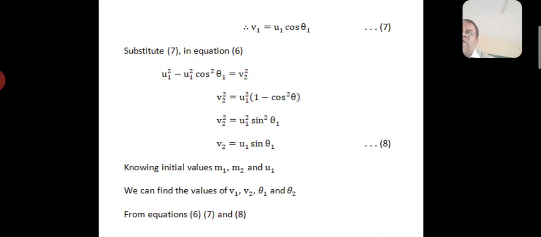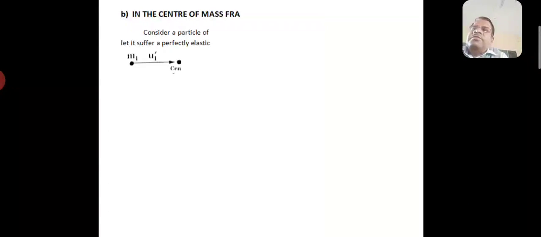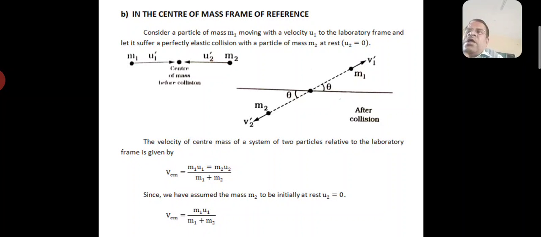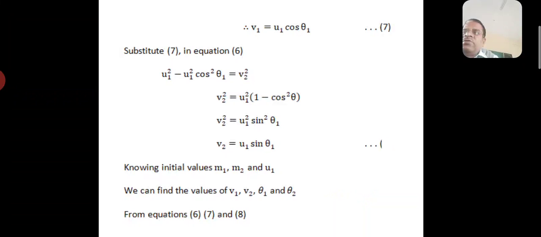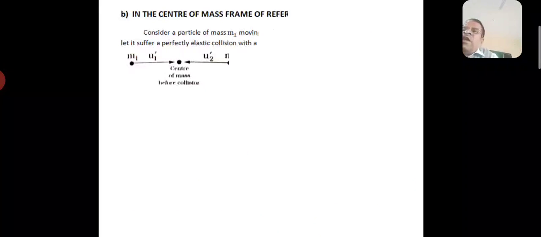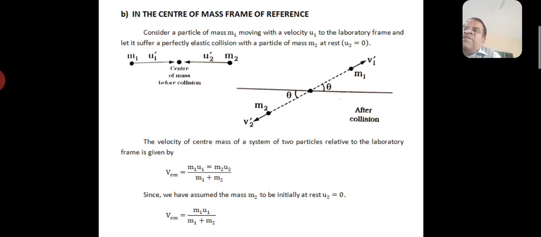From equations 6, 7 and 8, observe here carefully. Knowing u1, u2, m1, m2 and u1, we can calculate v1, v2, theta 1 and theta 2 from equations 6, 7 and 8. Now this is all about elastic collision in the laboratory frame.